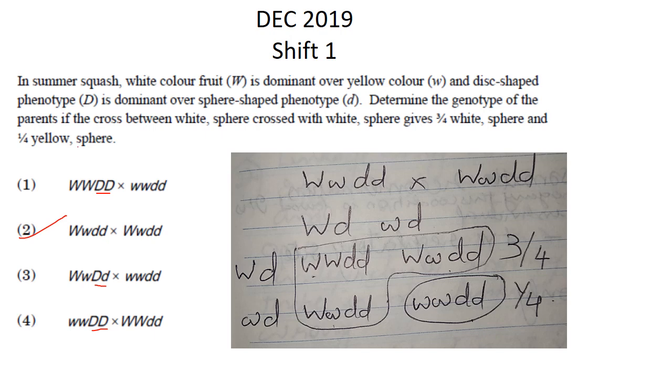But if you see the other options, you will see that it is capital D, which is not correct. Here also D is dominant, so that is not correct. Here also D is dominant, which is not correct. So answer here is option 2. And option 2, if you cross, you will get 3/4 white sphere and 1/4 will be yellow sphere.